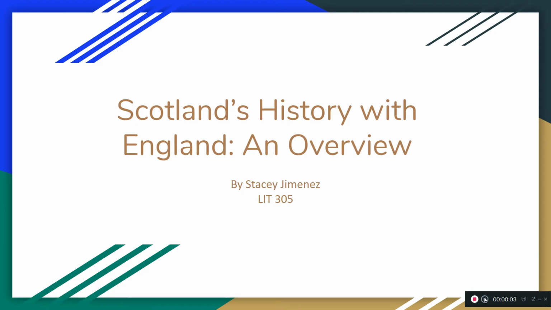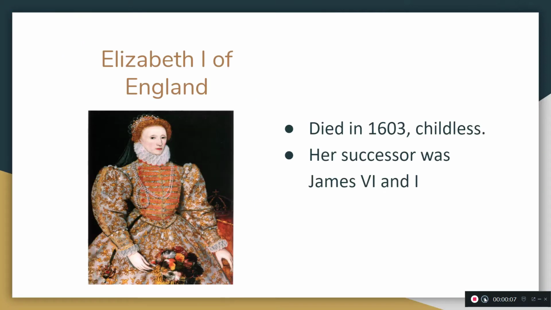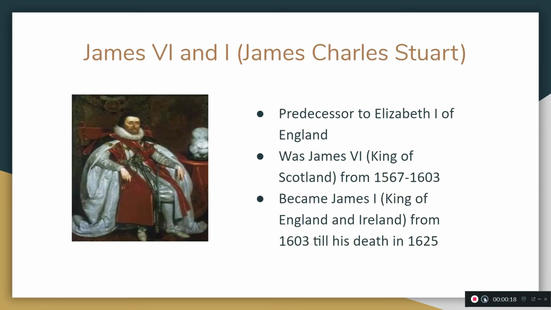I'll be talking about Scotland's history with England, just an overview of everything that's happened thus far. So, starting off with Elizabeth I of England, she died in 1603 and she was childless. Her successor was James VI, also known as James I.